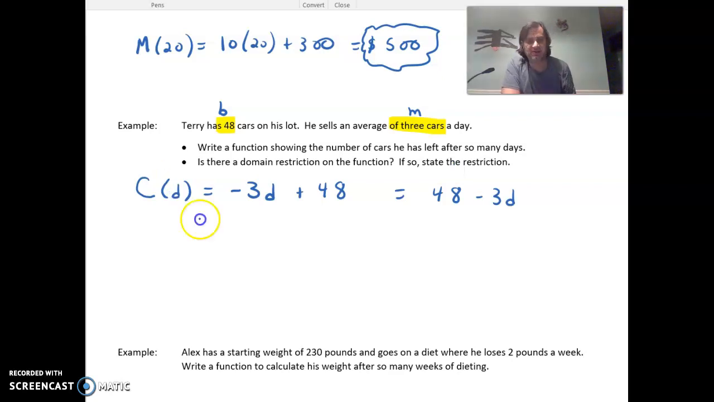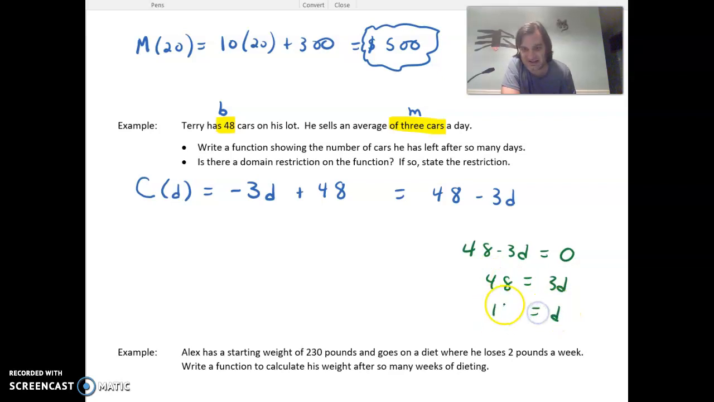But we can't put in 1,000 days without him getting some more cars in, because then he would sell more cars than he ever had. So let's just see. This 48 minus 3D. He can't have less than 0 cars left. So we'll just set that equal to 0 and solve it, and I believe this gives us 16.